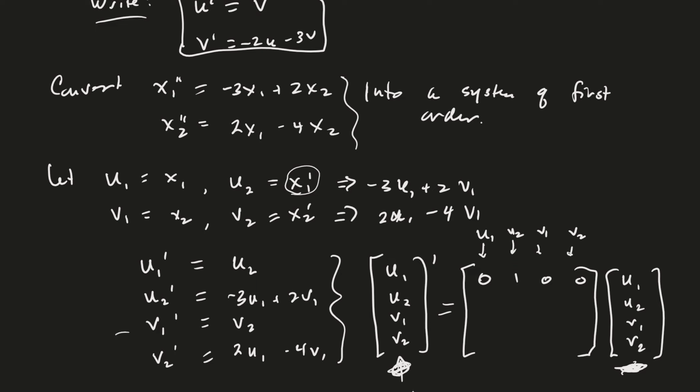And let's go ahead and get the third equation in here too. v1 prime is going to be v2, so that's going to be 0, 0, 0, 0. Oops, 0, 1. Okay. Now u2 prime is going to be minus 3u1, and then a 2v1, and then for the last equation put in zeros for the others. It's going to be 2 and a minus 4 and 0, 0.